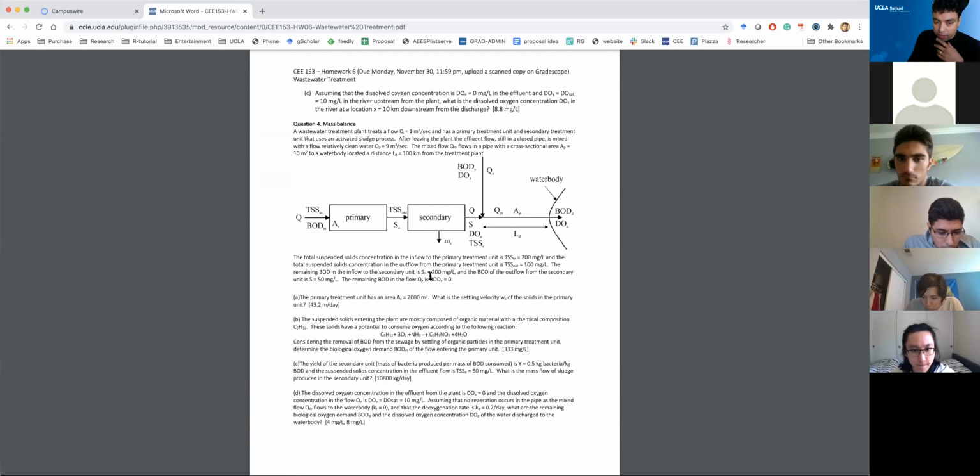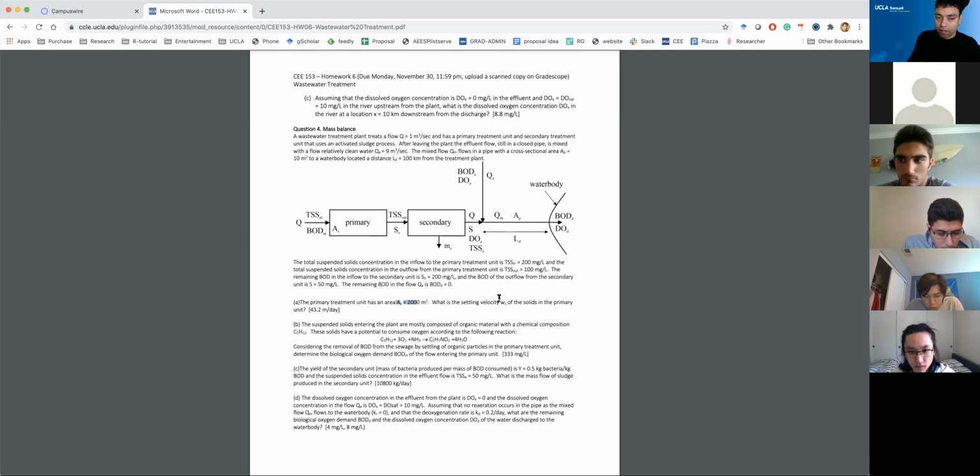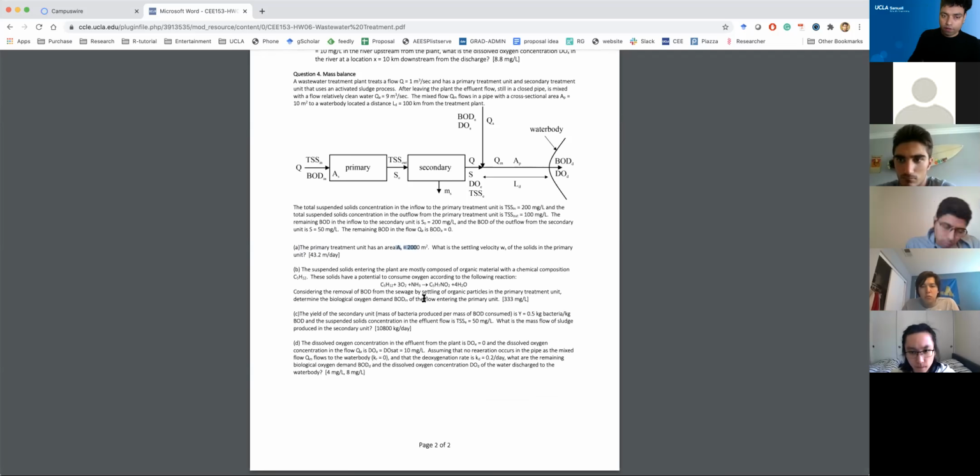Again, these are mass balance questions. These are not really any new different question. For instance, if you see what is the primary treatment unit, the primary treatment unit has area this. What is the settling velocity? Well, settling velocity, you already know how to calculate. You need size, you need all that factor. Those you can find out. But I'll give more examples.